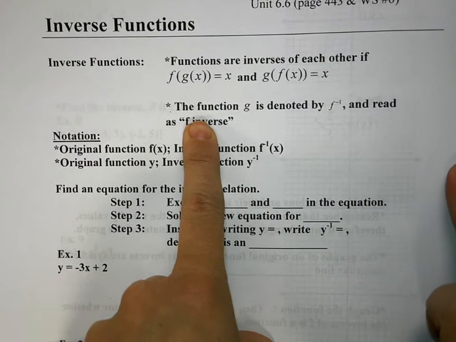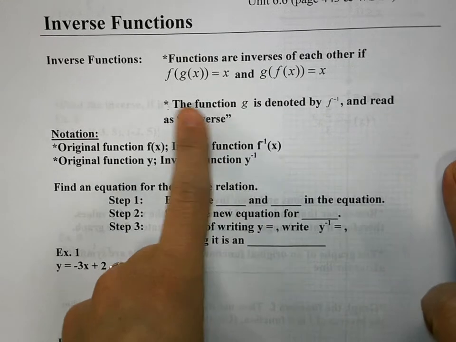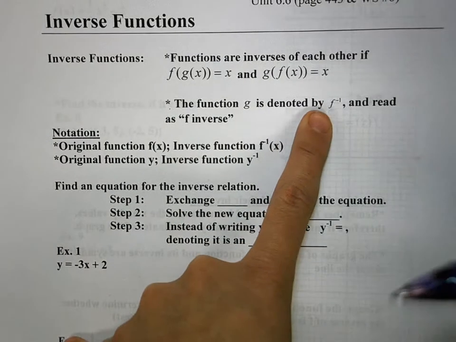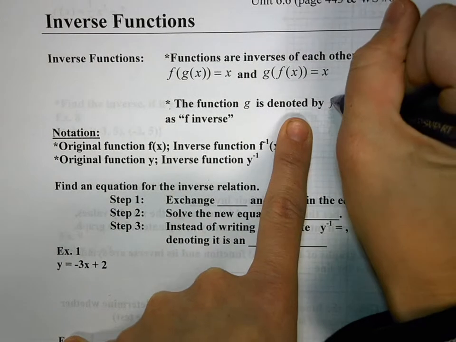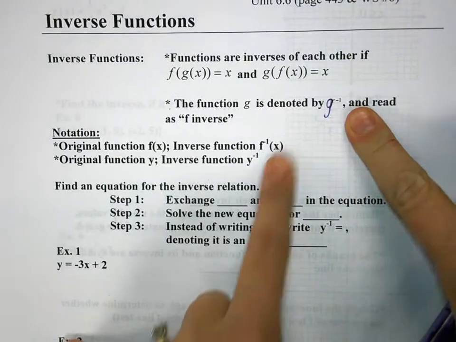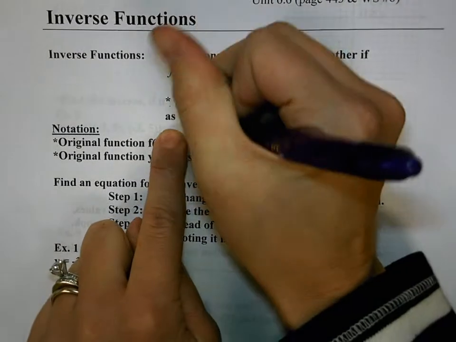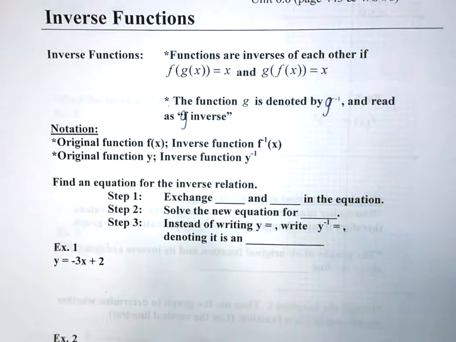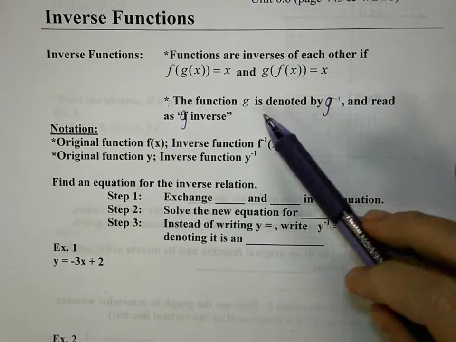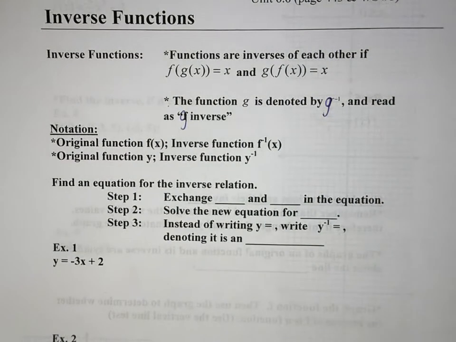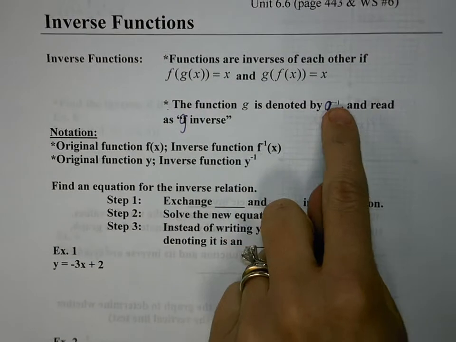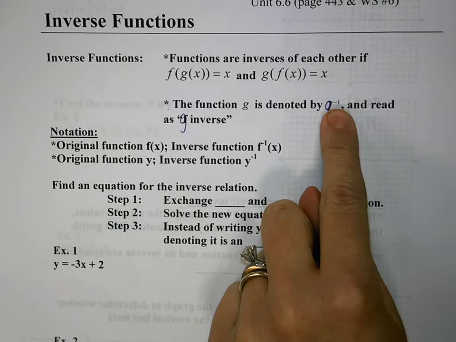The function, I just noticed this typo. The function g is denoted by, it should actually be g to the negative 1, and read as g inverse. Or you could have had that like as f. So basically, anytime you have an inverse, it's going to have a negative 1 exponent.